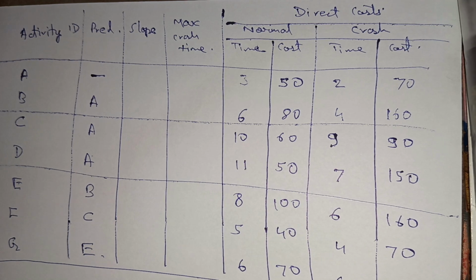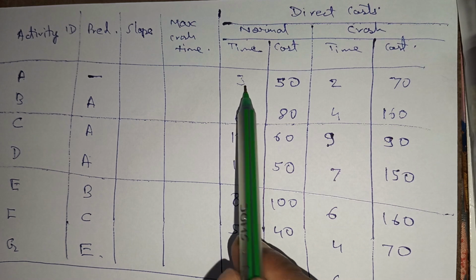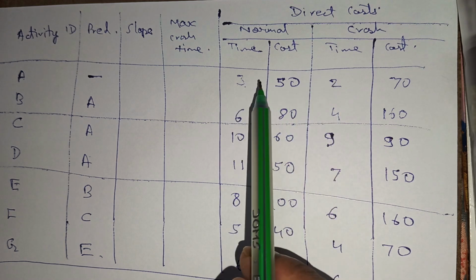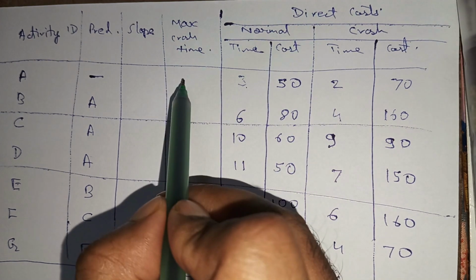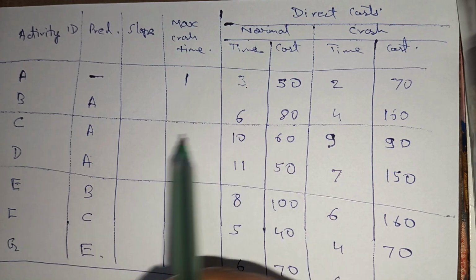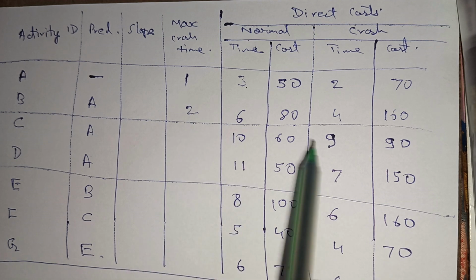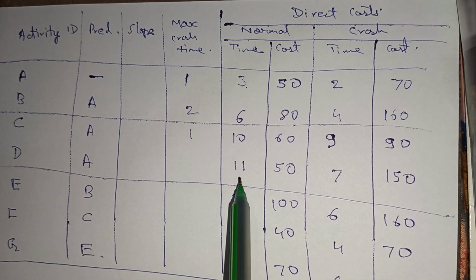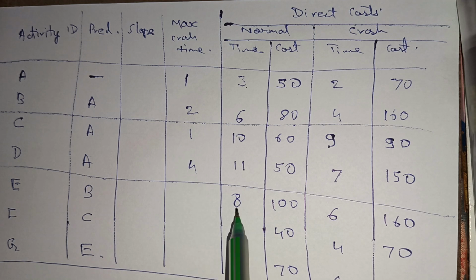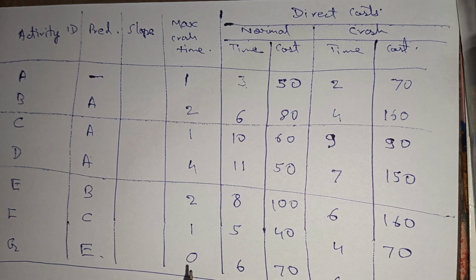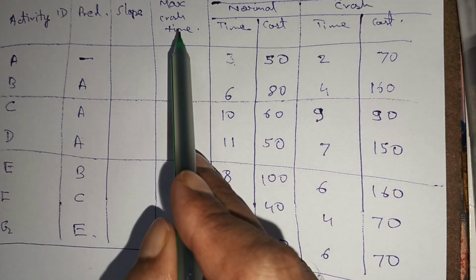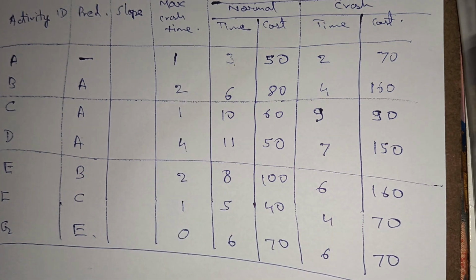So how do we calculate this maximum crash time? It is this, 3 minus 2. Simple. 3 minus 2. So we have maximum crash time as 1. Okay. 6 minus 4, we have it as 2. 10 minus 9, 1. 11 minus 7, 4. 8 minus 6, 2. 5 minus 4 is 1, and 6 minus 6 is 0. Okay, it's very simple. So we calculate the maximum crash time.